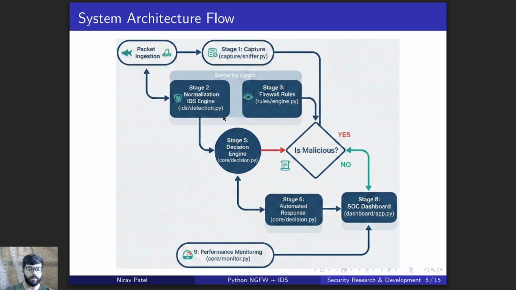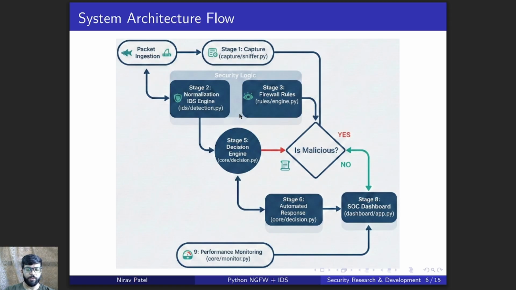The IDS performs stateful analysis, meaning it tracks the pattern over time. It detects behavior such as ping scans, port scanning patterns, SYN flood attempts, ICMP flooding, and malformed packet anomalies. Unlike a static firewall, this stage understands the activity across multiple packets and time windows.